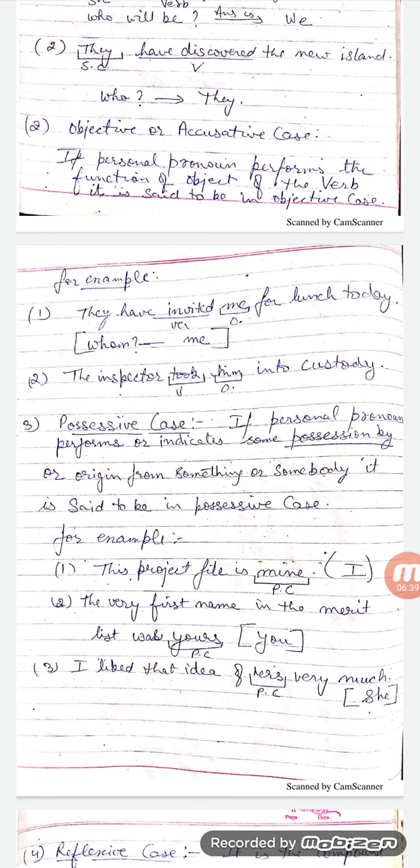Possessive case. If the personal pronoun indicates some possession by or origin from something or somebody, it is said to be in possessive case. For example, this project file is mine. In this sentence, mine is the possessive case of the personal pronoun I.